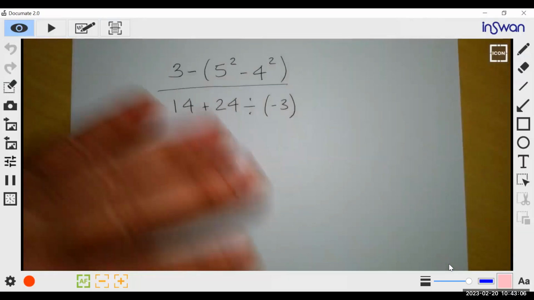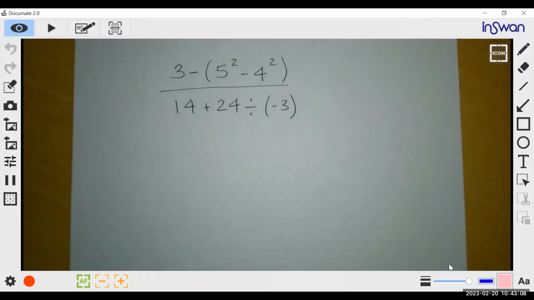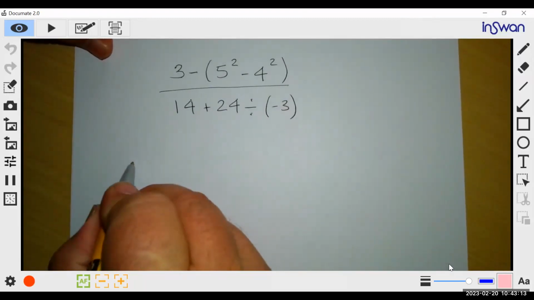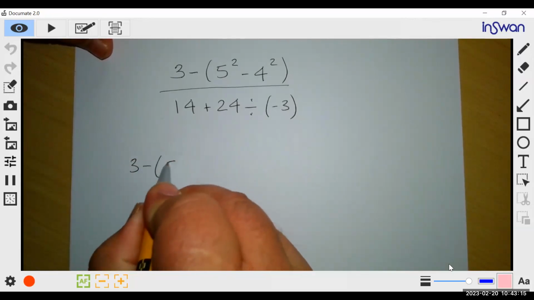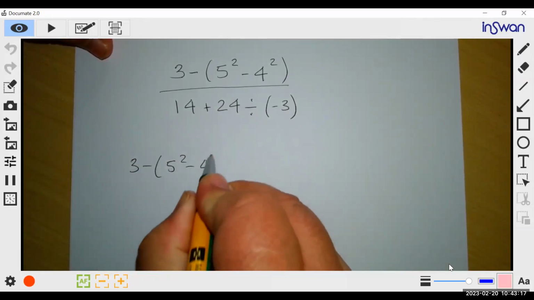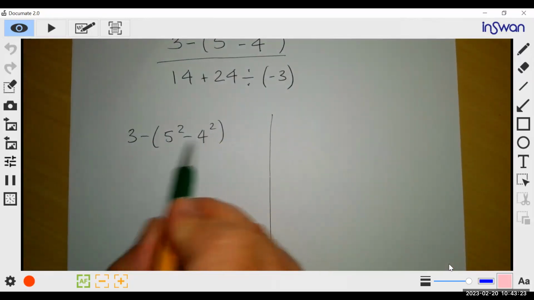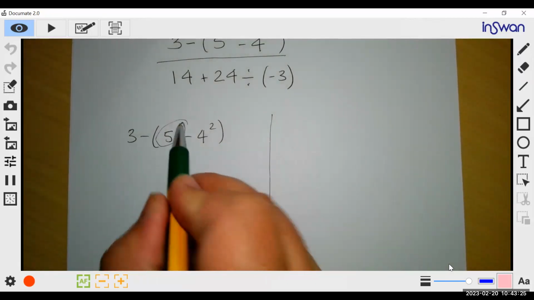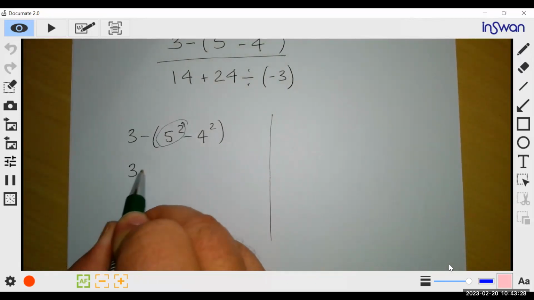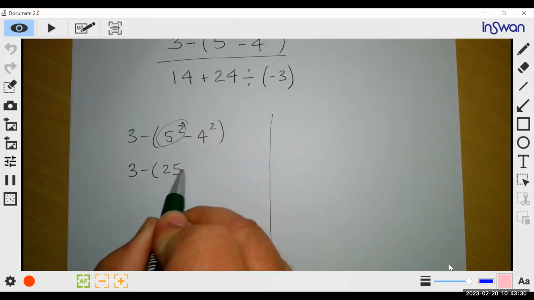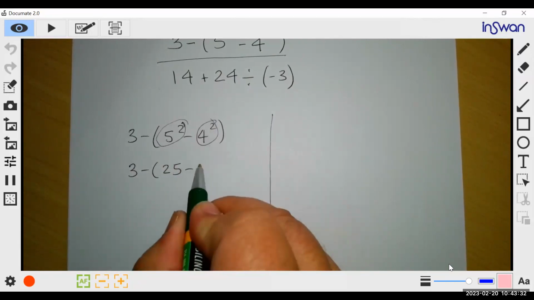Actually, when you do these kind of problems, you can treat the top and bottom separately. So let's look at the top. What do you have to do first? Exponent. You have to do inside the parentheses. So do the exponents. What is 5 squared? 25. What is 4 squared?